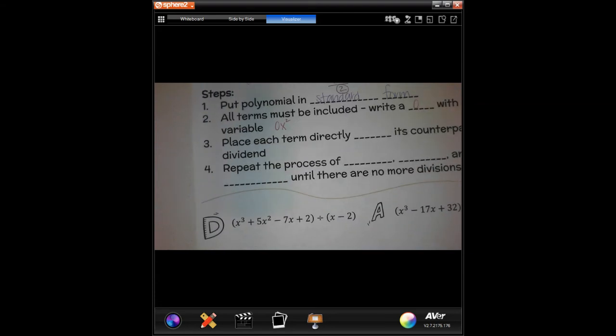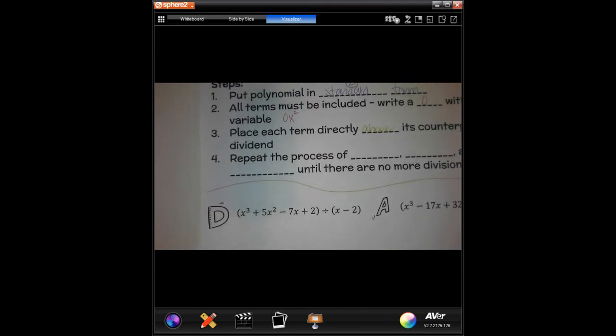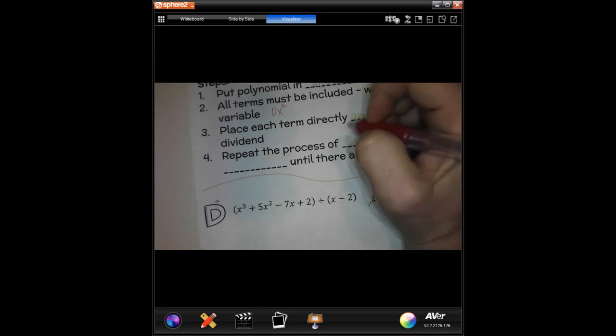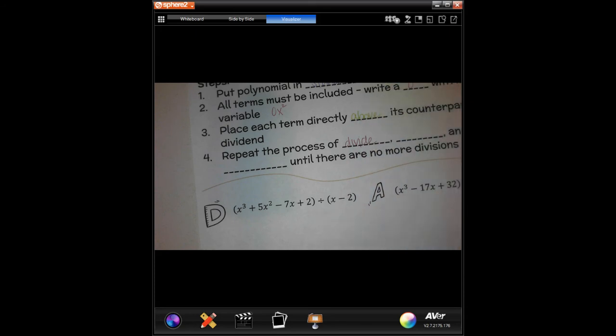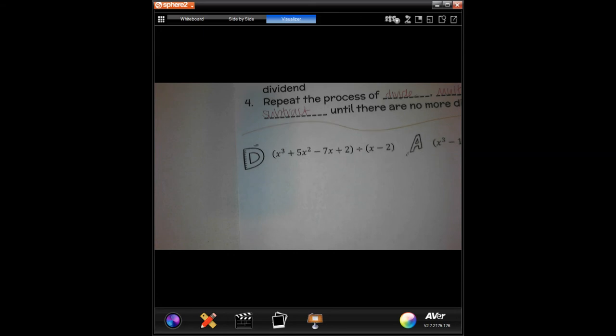And then we're going to place each term directly above its counterpart in the dividend, just like we did up here. And then we're going to repeat this process of divide, multiply, and subtract until we get to the end. So let's do an example, so all that will make a little bit better sense.